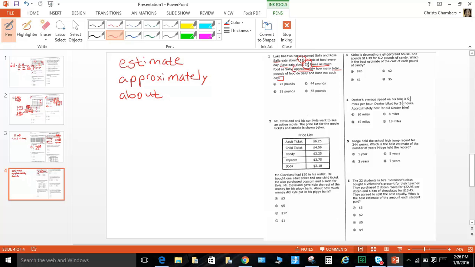Okay, so Sally eats 11 2/5 and Rose 2 3/4 times as much. So there's our key word, times. Tells us we're going to be multiplying along with this word total. Total is another word. It can be multiply or add. But since we've got the times in there, we're going to be multiplying. So we just need to round these numbers, okay, because those would be pretty hard to multiply.